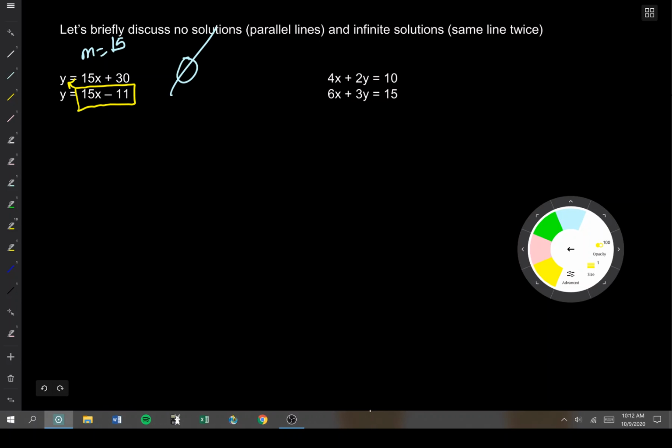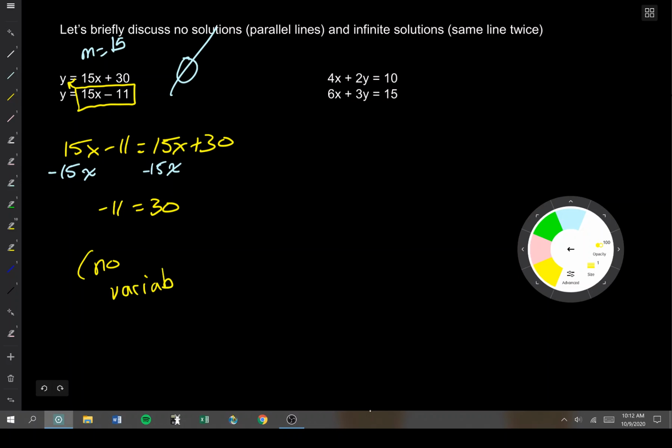I'm going to take one y and plug it into the other. So this becomes 15x minus 11 equals 15x plus 30. Now I'm going to subtract 15x from both sides. That becomes negative 11 equals 30. Now notice how this has no variables. That's a key thing. If you start solving and the variables just go away, if you have no variables, that means you're going to have either no solutions or infinite solutions. One of those two things is possible.